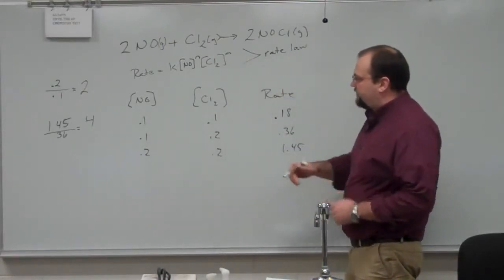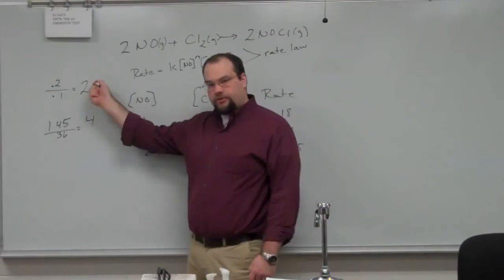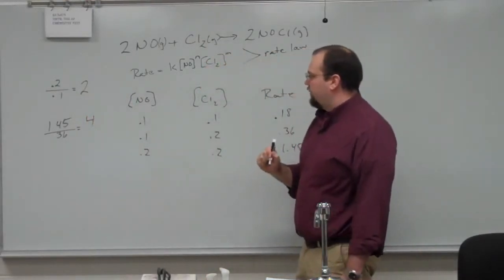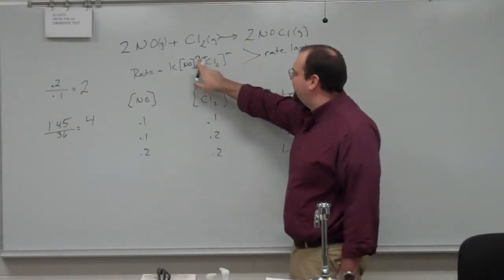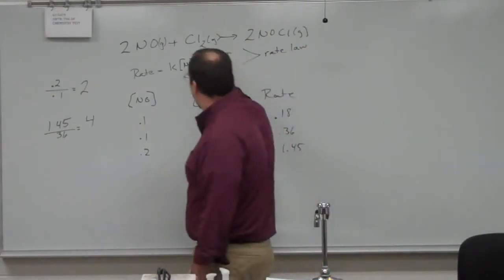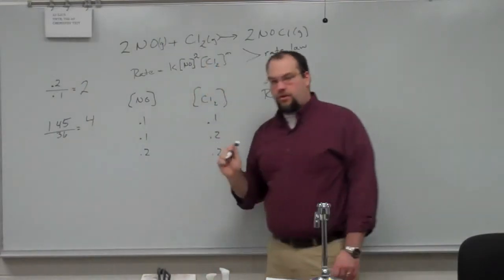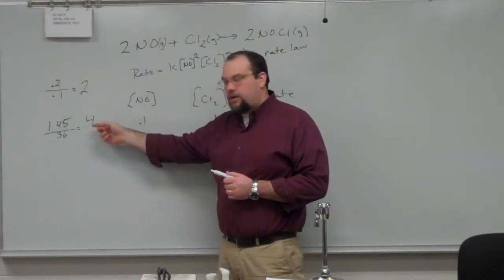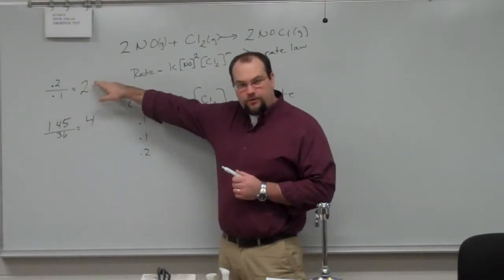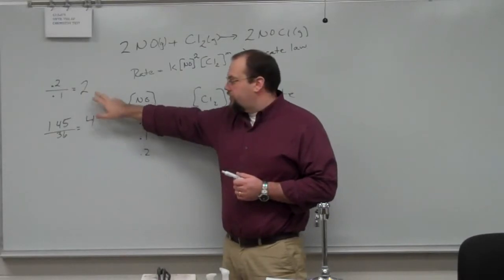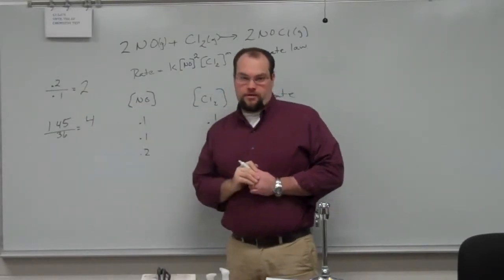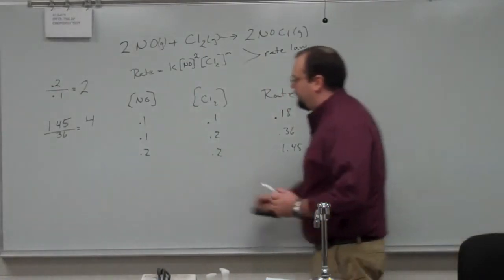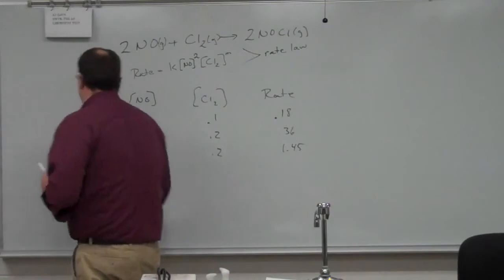So since the NO concentration doubles but the rate quadruples, I know that with respect to NO, it's second order. In a second order reaction, the concentration doubles, but the rate quadruples. It's like squaring it. 2 squared is 4. So the change is squared. That's NO. Let's look at Cl2.